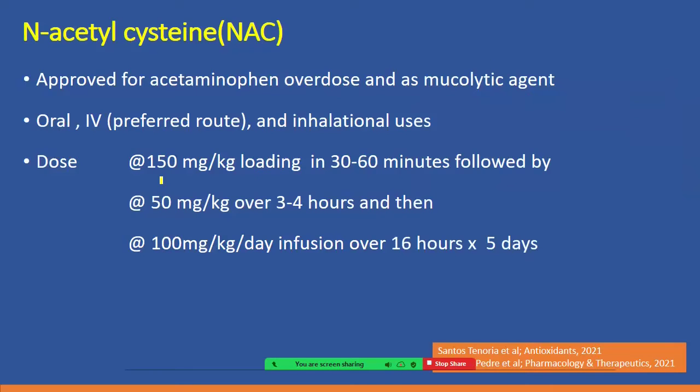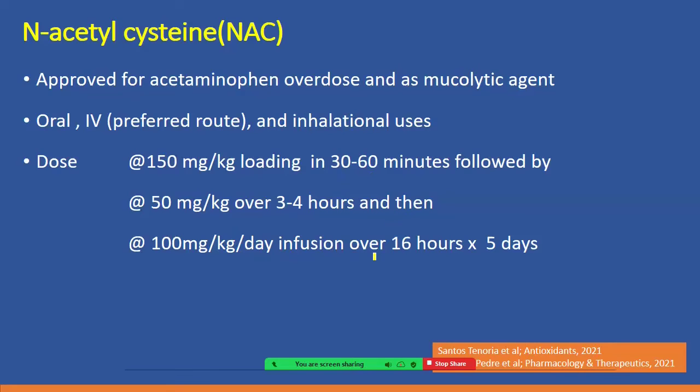The most commonly used dose in patients with acute liver failure is 150 mg per kg as a loading dose given over 30 to 60 minutes, followed by 50 mg per kg over 3 to 4 hours, and then subsequently 100 mg per kg per day infusion over 16 hours for 5 days.